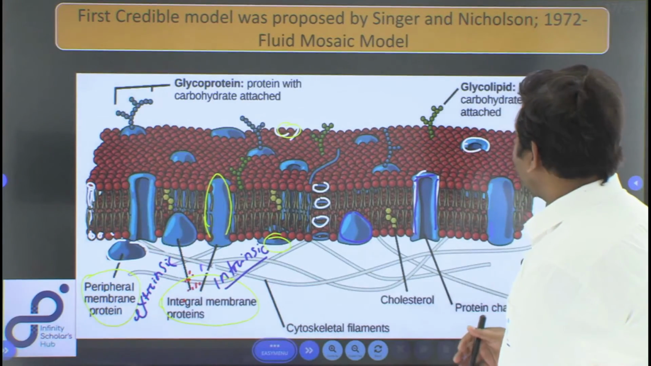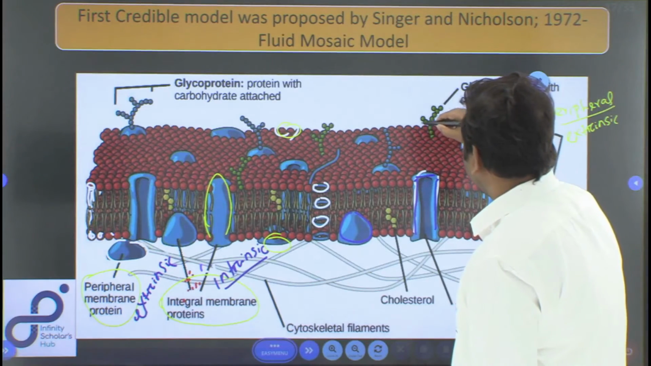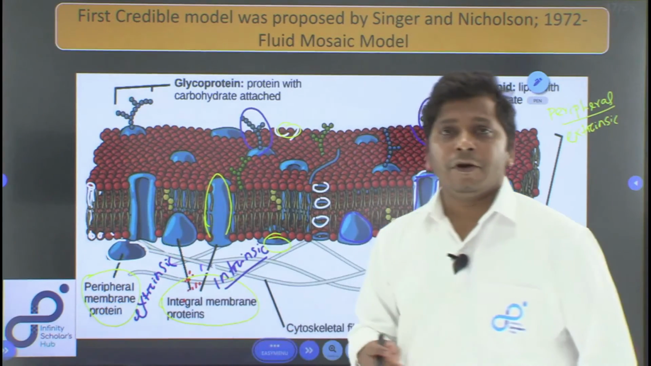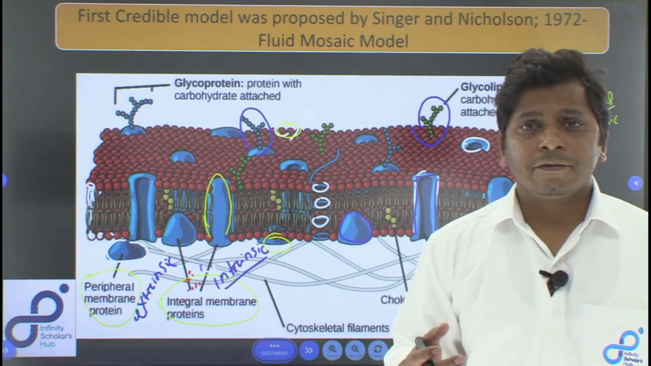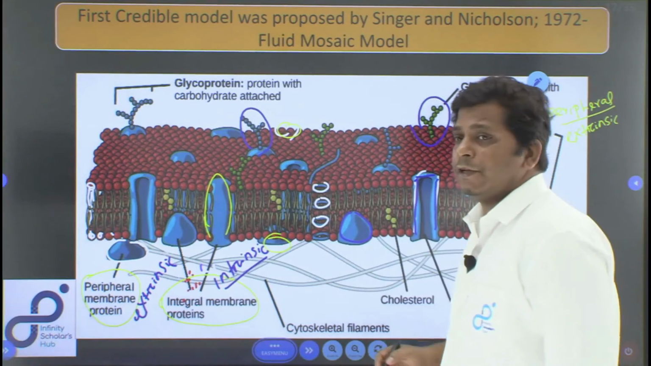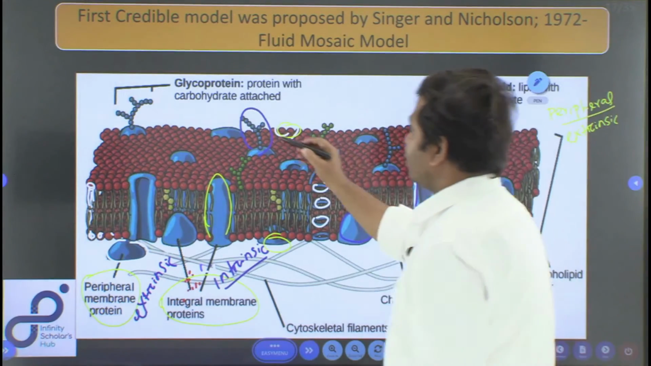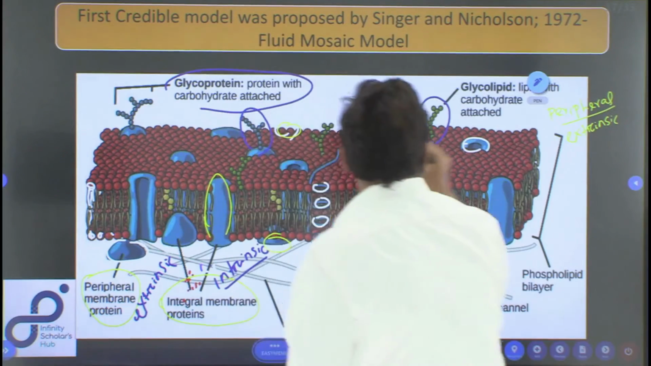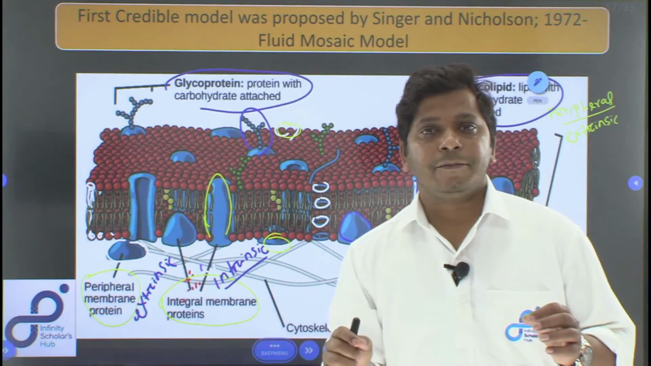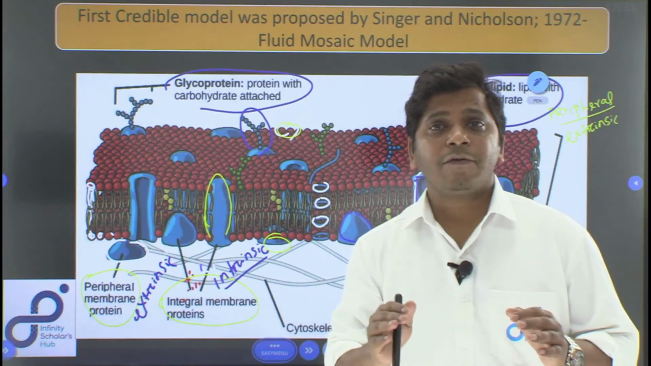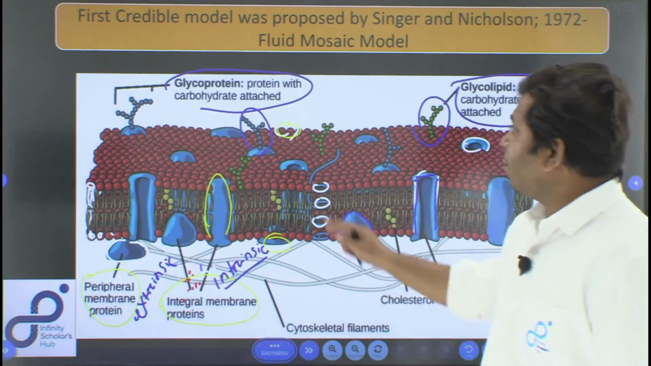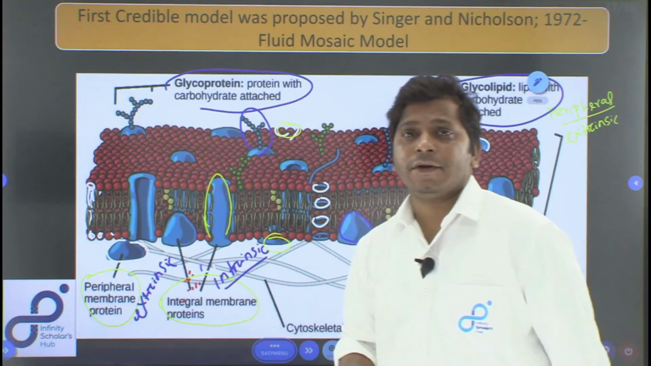As you can see here on the top of the membrane, there are some sugar molecules. Carbohydrates are nothing but sugars. They are associated either with the phospholipid or with the proteins, and these are called glycoproteins or glycolipids. When will we say glycolipid? When the sugar is attached to the lipid component, it is called a glycolipid. Glyco means sugar. When the same sugar is attached to the protein, it is called a glycoprotein.